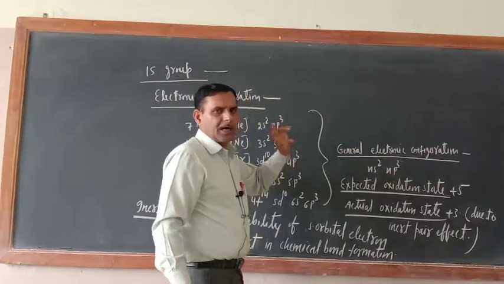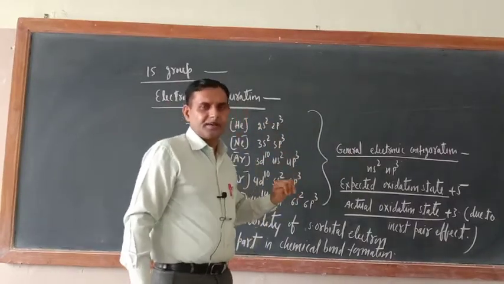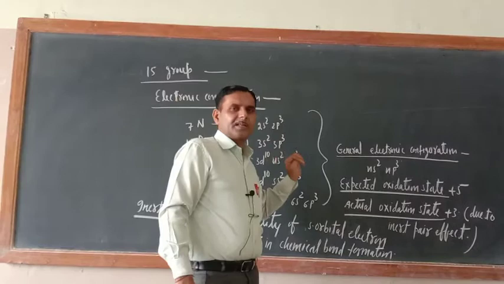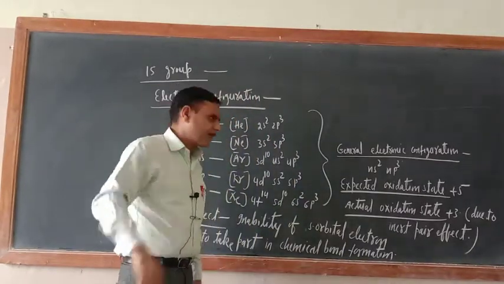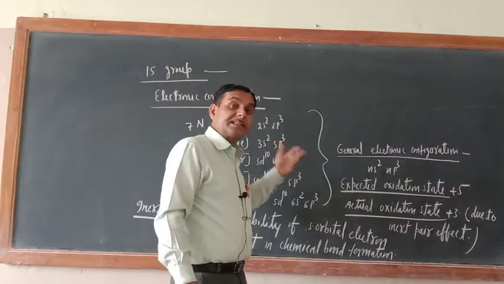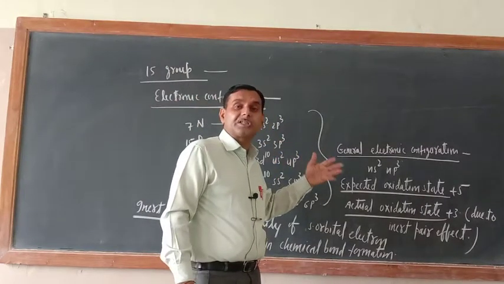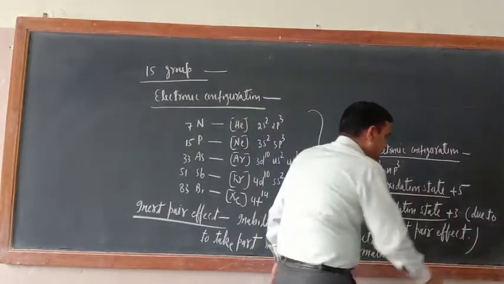So in total, how many electrons are there in the outermost shell? 5 electrons. If 5 electrons are there, their oxidation state should be +5. By seeing the electronic configuration, it seems that their oxidation state is +5. But the actual oxidation state is +3.